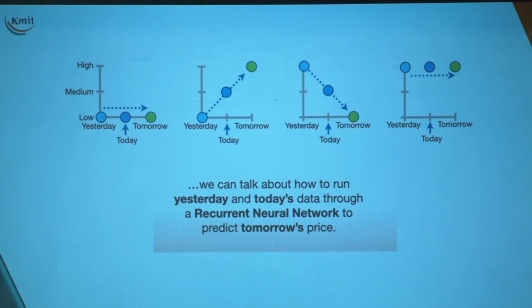Fourth, last case: if today's value and yesterday's value are high, tomorrow's value also would be what? High. This is how the machine will predict. Based on what? Today's value and the previous value. Today's value is x of t. Yesterday's value is h of t minus 1. Looking at these two, it will produce h of t, that is the next output.